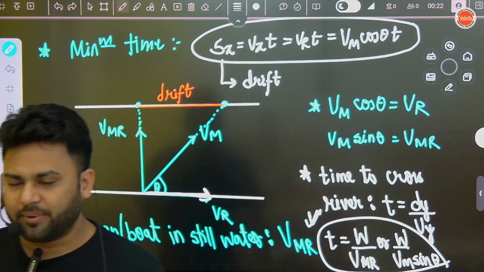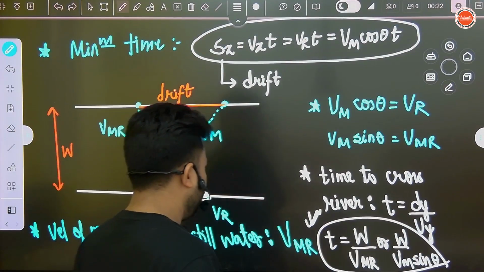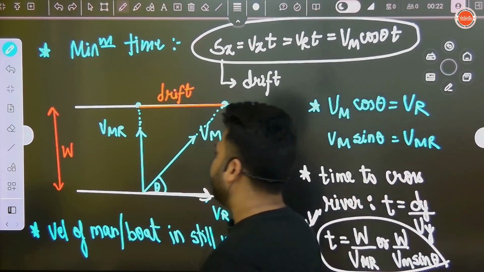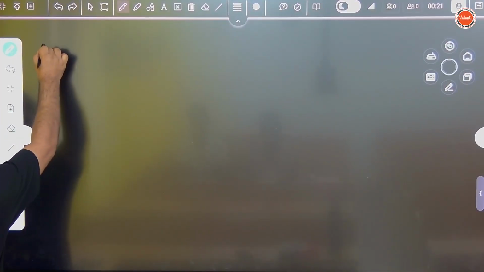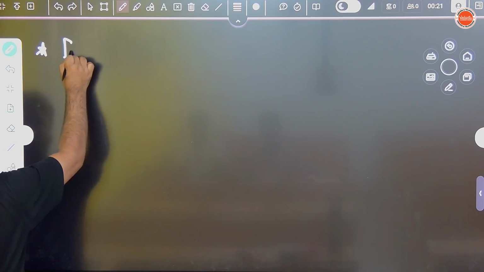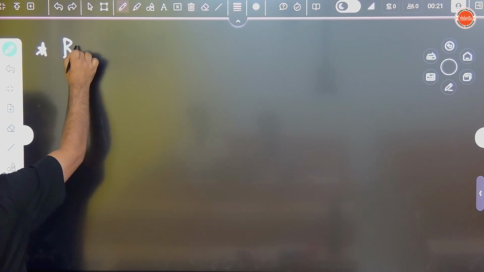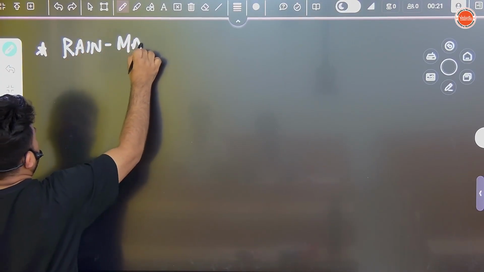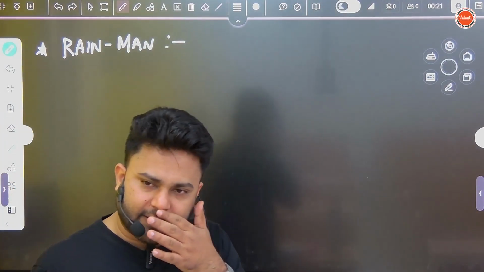Okay. So they ask from here only. Rain man problem or boat problem. Next is, see, rain man problem. That was river man. This is rain man problem. Correct? Rain man.